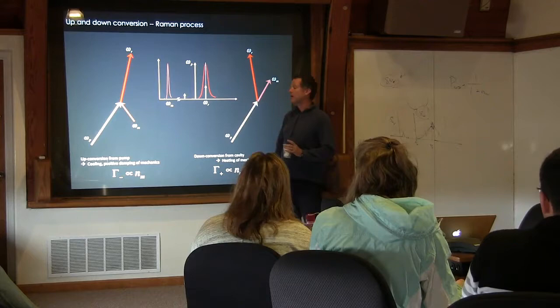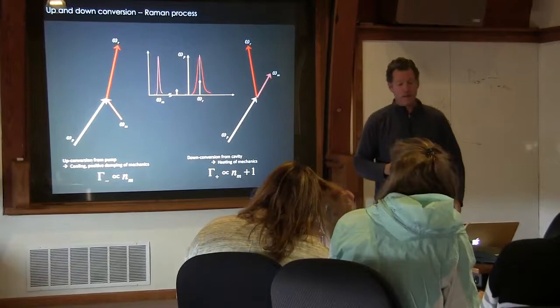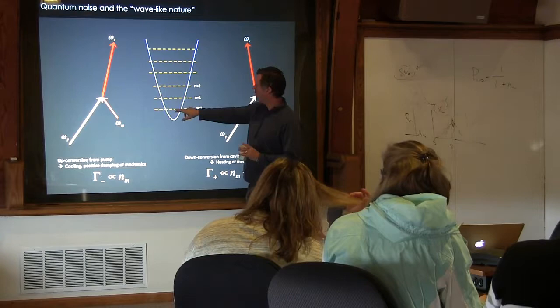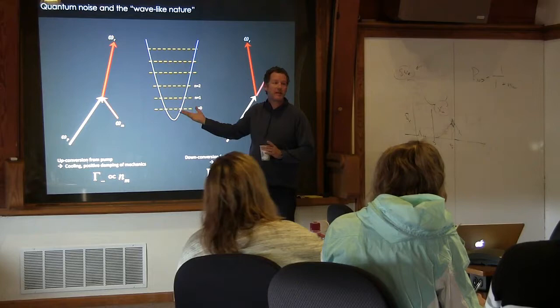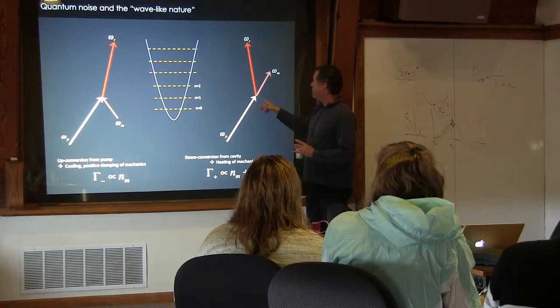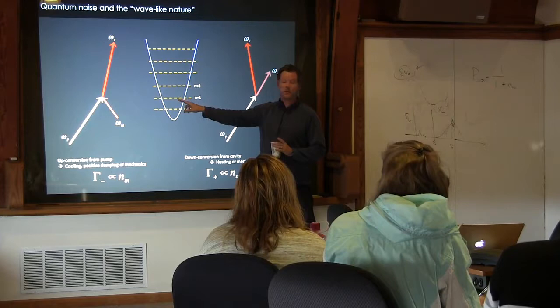So it's obvious as well that that rate has to go to zero. If the mechanics is in the ground state here, that rate has to go to zero because you can't absorb anything anymore. You're done. You hit the bottom. There's no one below you. Blue side, if I'm sitting in the ground state, I can always go up. So the always-go-up is this plus one here.